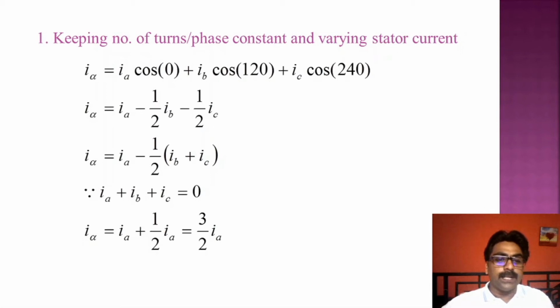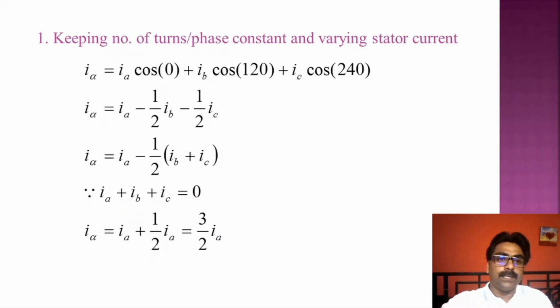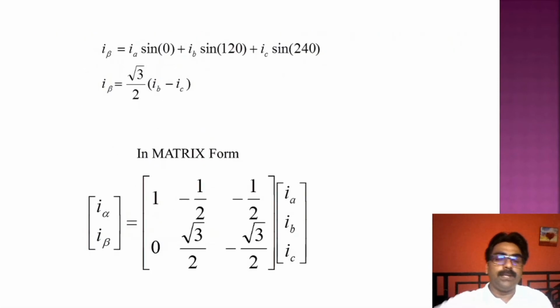Finally, by substituting, because in a balanced system Ia plus Ib plus Ic is equal to 0, I alpha is equal to 3 by 2 Ia. Similarly, we will get I beta also. Again we have to go back and compare I beta with the three-phase system. So I beta is equal to Ia sin 0 plus Ib sin 120 plus Ic sin 240. In the previous case, I alpha has cos and I beta has sin here. This will give you the final equation: I beta is equal to root 3 by 2 into Ib minus Ic, because sin 0 will cancel the Ia term.